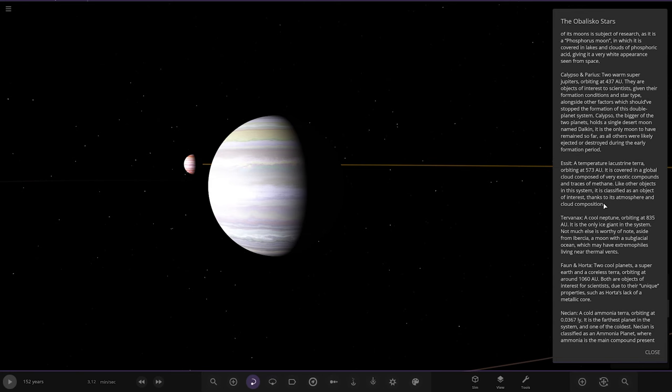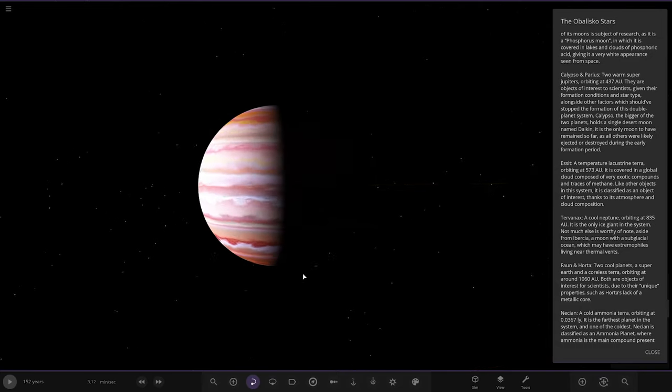Calypso, the bigger of the two planets, holds a single desert moon named Dolkin. It is the only moon to have remained so far. All the others were likely ejected or destroyed during the early formation period. So these guys are very close together.